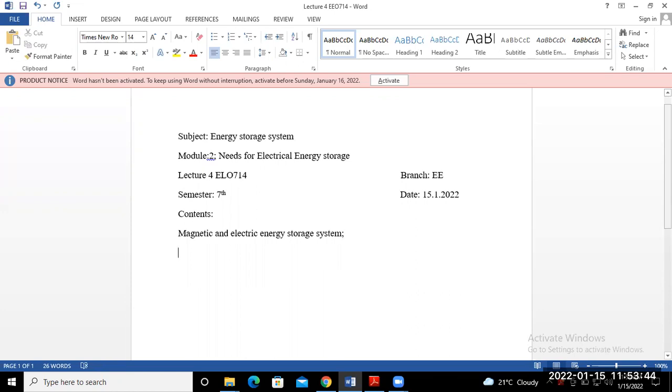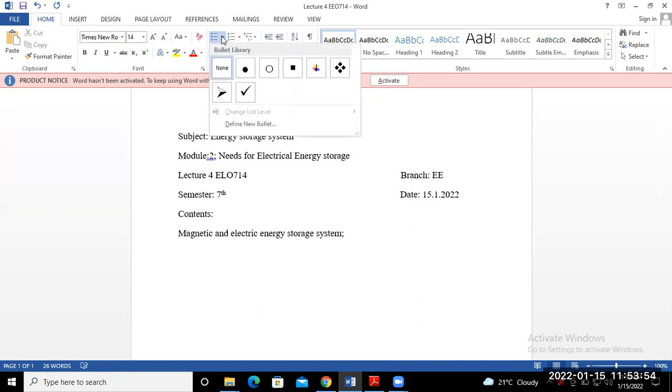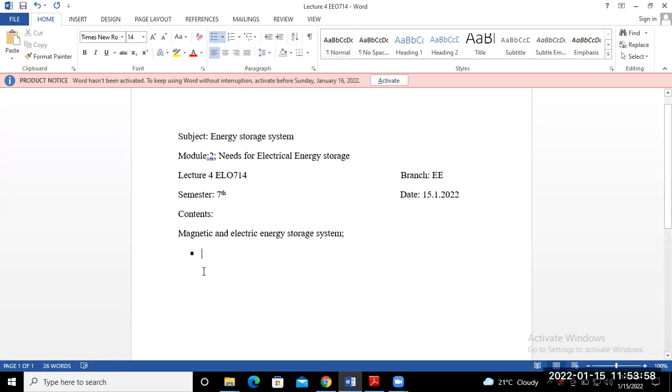Under this, we are going to discuss the superconducting magnetic energy storage system, and the next one is the capacitor. The battery we already discussed in the previous class, that means the electrochemical battery. So under the magnetic energy storage devices, the first one we are going to discuss is superconducting magnetic energy storage.